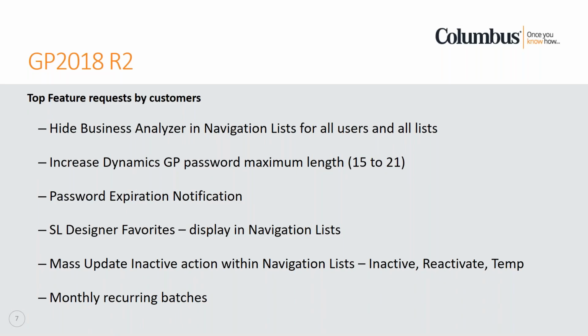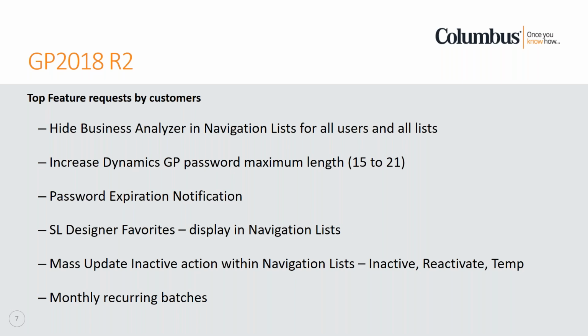The first list you see pulls together those top things that were requested by customers. And so the first one is hiding Business Analyzer in our navigation list. A lot of people never use Business Analyzer, although it's kind of a nice little tool and really had a lot of value, just had a low adoption rate for some reason. Now the system administrator can hide that so that users don't have to deal with Business Analyzer anywhere in their navigation or even on their home page.